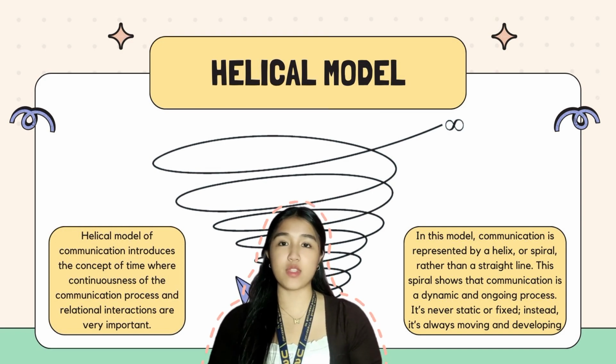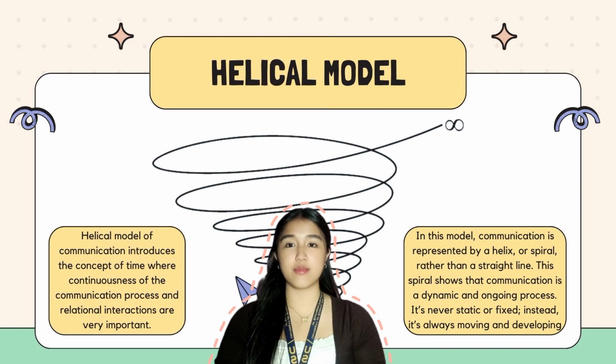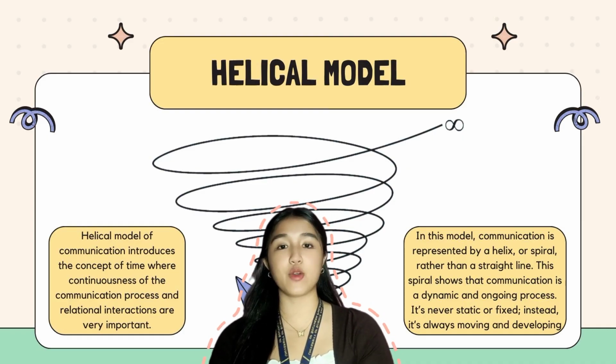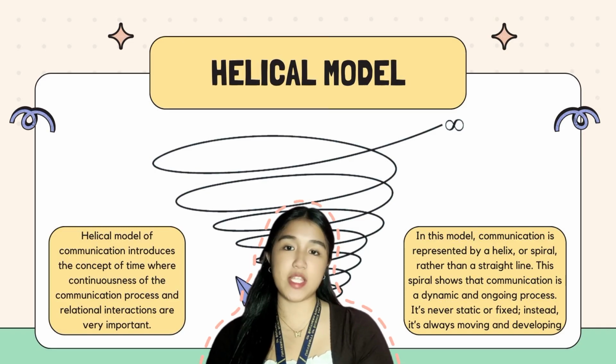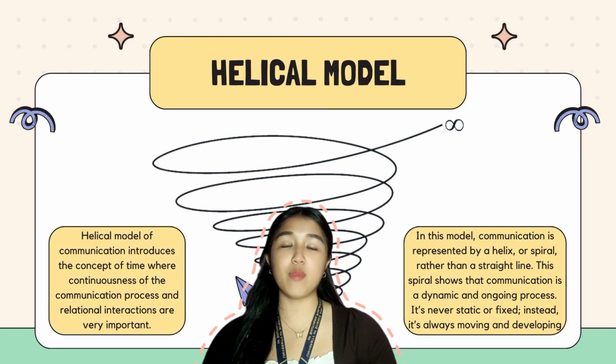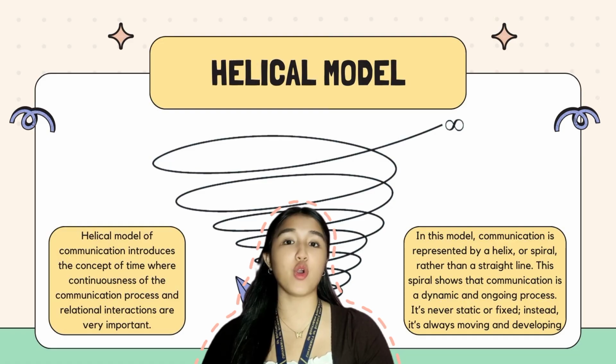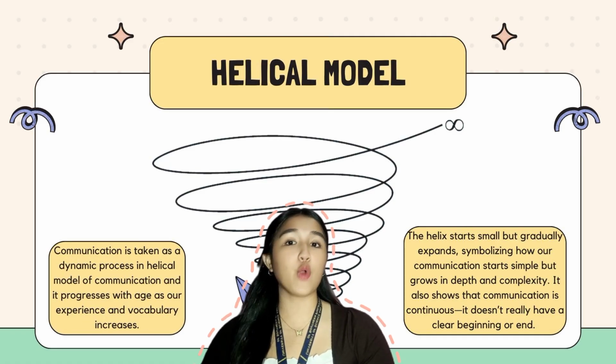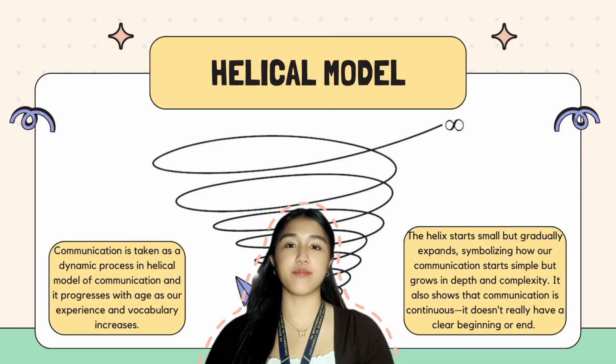And this is exactly what the Dance model illustrates. In this model, communication is represented by a helix or spiral, rather than a straight line. This spiral shows that communication is a dynamic and ongoing process. It's never static or fixed. Instead, it's always moving and developing.